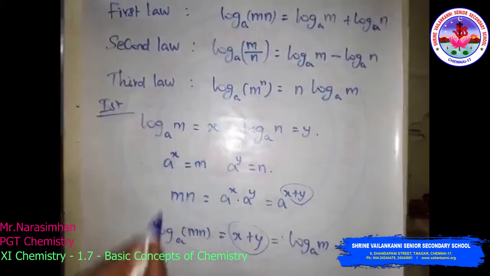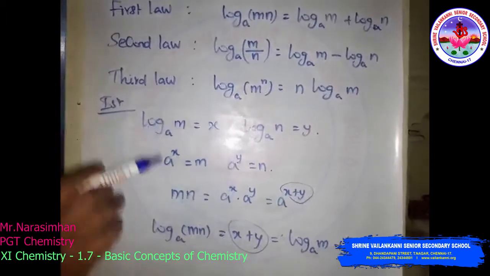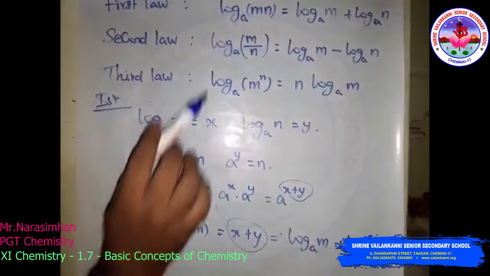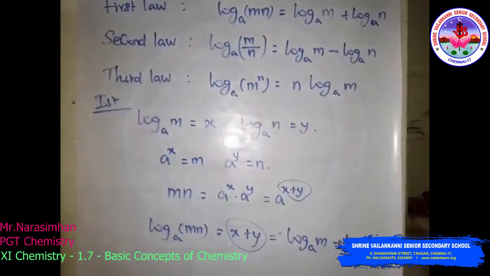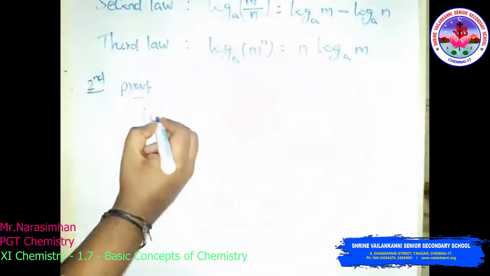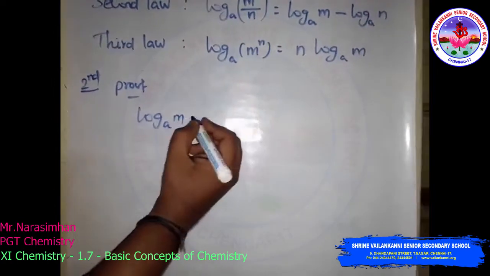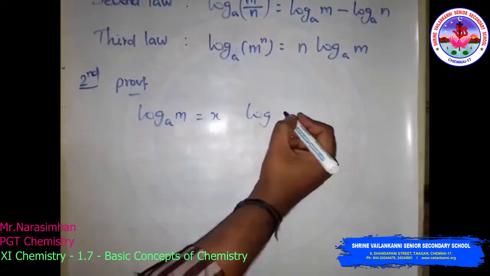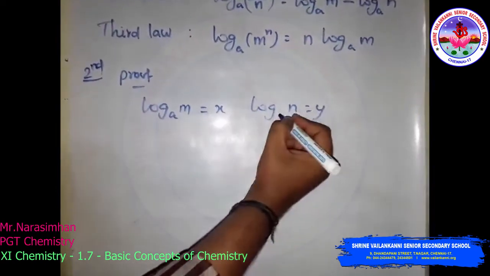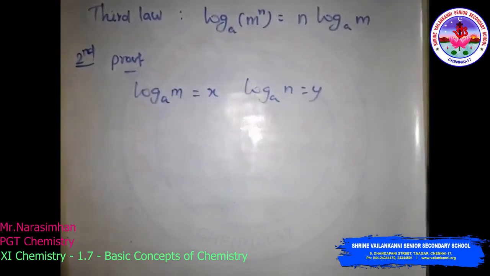The second law is also the same. You do not need to prove anything, I am just giving the proof of how it comes. You have to remember these three things. For the second law proof, in a similar way, write log of m to the base a is equal to x, and log of n to the base a is equal to y. Let us see how the second law comes.